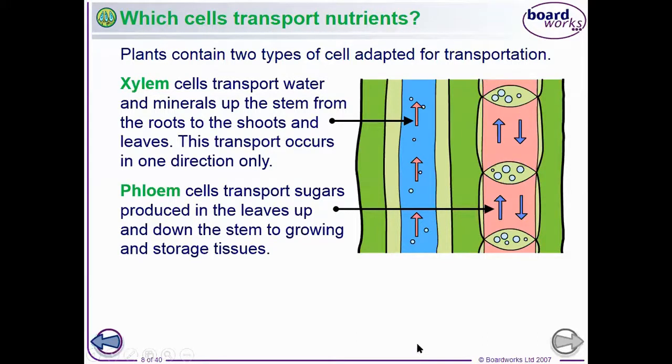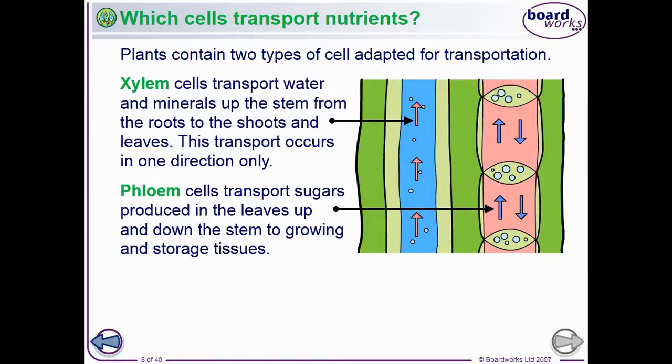So our xylem cells transport water and minerals up the stem from the roots to the shoots and leaves. This transport occurs in only one direction. However, when we look at our phloem cells, there is transport of sugars produced in the leaves up and down the stem to growing and storage tissues.